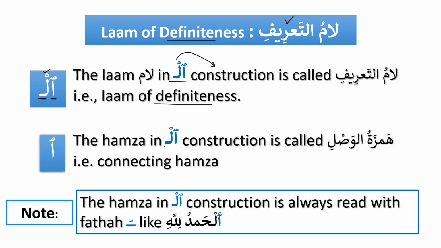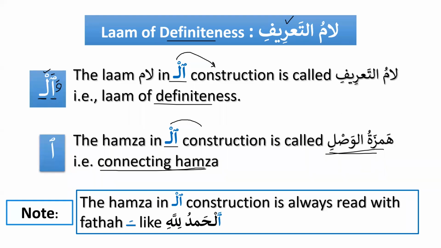The hamza in the al construction is called hamzatul wasl. What do we call that? Hamzatul Wasl. And what does it mean? Connecting Hamza. What does it connect? It basically connects al with the other word. Or it helps us to connect something else. For example, if we have a waw before it, it connects waw with lam, and in itself it disappears.